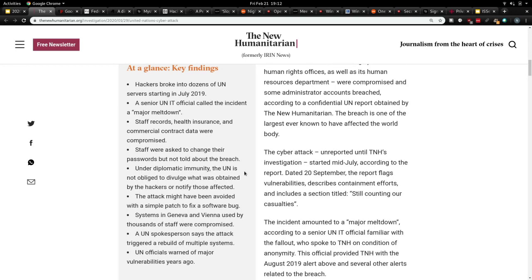layer of diplomatic immunity where they don't have to abide by the specific laws of any one country, right? Because that's what diplomatic immunity kind of means. So it also meant that they didn't have any reporting requirements when it came to being the victims of a data breach. They didn't have to inform the compromised users. They didn't really have to report it or talk about it at all because of the extrajudicial, I don't know, safety nets that they have around them.